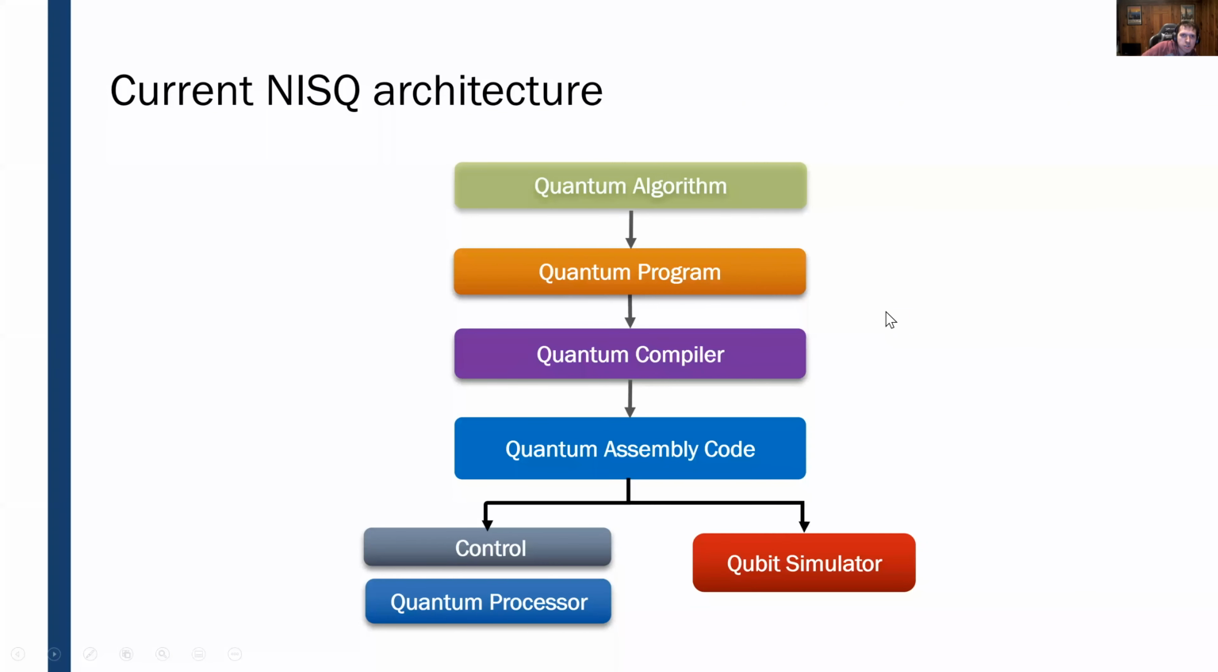Sorry, can I ask you quickly? What does it mean to have a quantum assembly code? Is it like a set of operations to the laser to turn and point and shoot, or what does it look like?